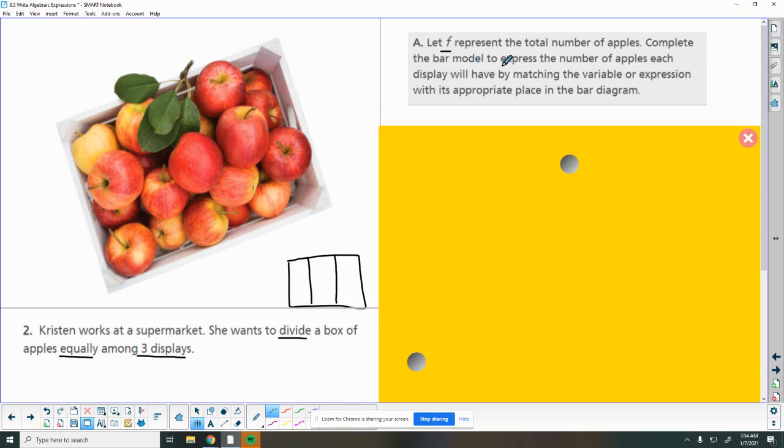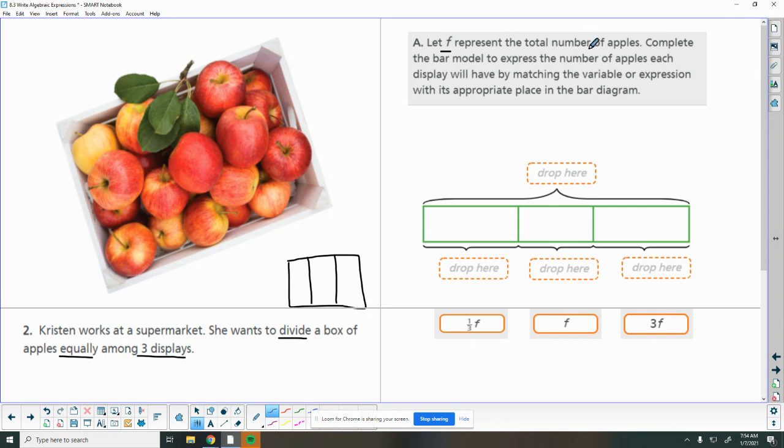So we're going to complete the bar model to express the number of apples each display will have by matching the variable or expression with its appropriate place in the bar diagram. So right here, it tells us F is the total. So we want to take F and we want to drop it into one of these boxes. So look at our model and think, which one do you think represents the total? So this looks like it just is this box here. This one is just here and here, but I can see this one has the whole thing. So we want to put F here. These are our total apples.